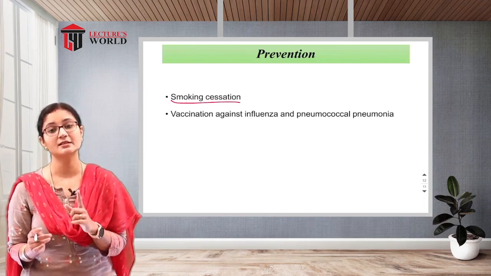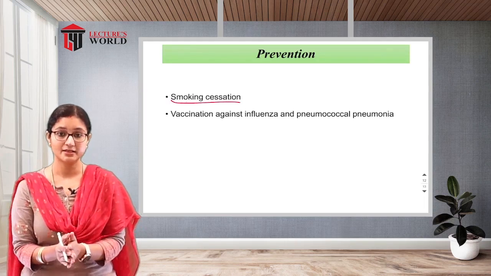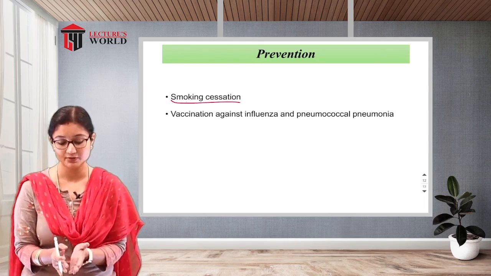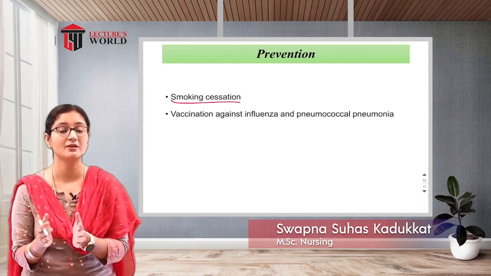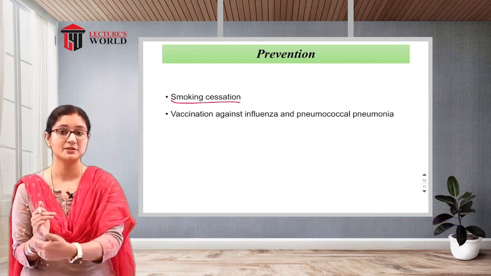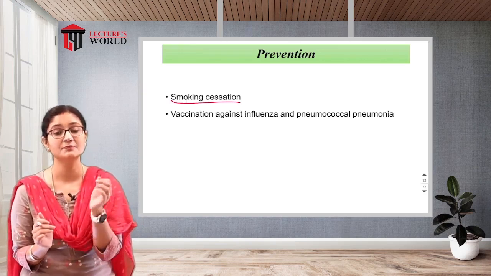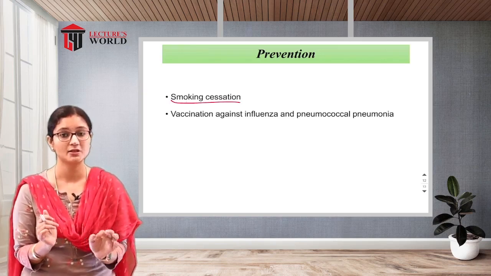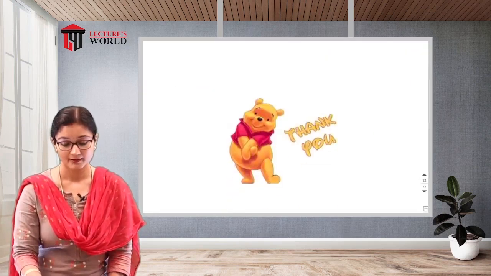The second thing is that if the person is suffering with recurrent infection, then he should be vaccinated. Vaccination for influenza or pneumococcal pneumonia has to be taken so that he doesn't have further recurrent respiratory infection, because recurrent respiratory infection can lead to bronchiectasis. Hope you understood what bronchiectasis is. Thank you.